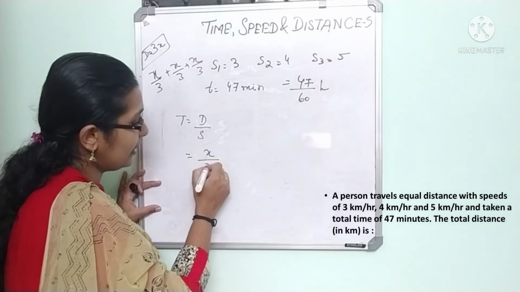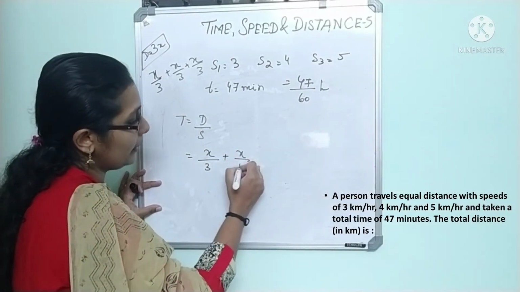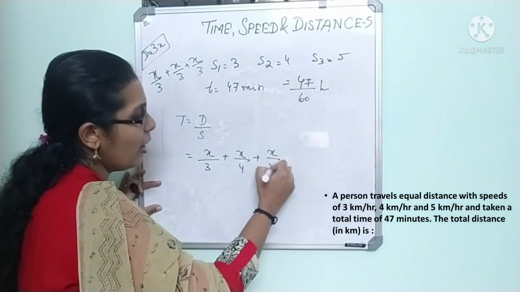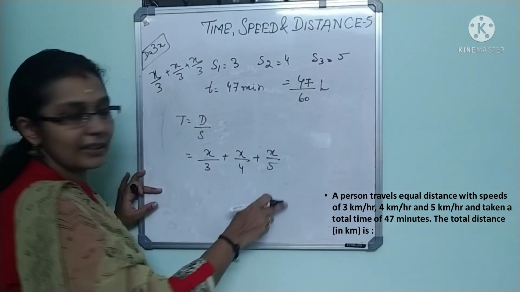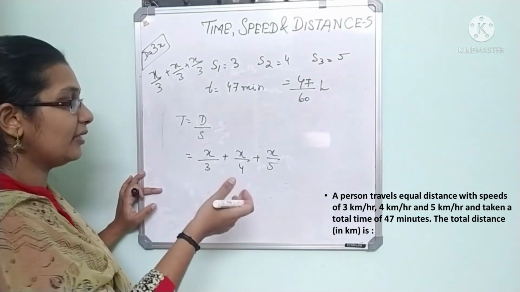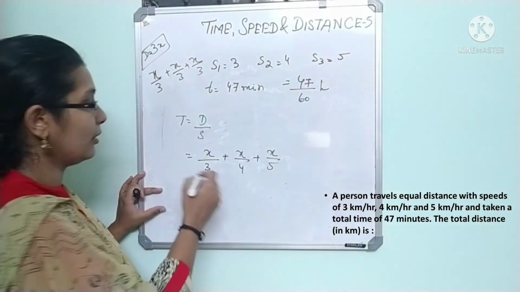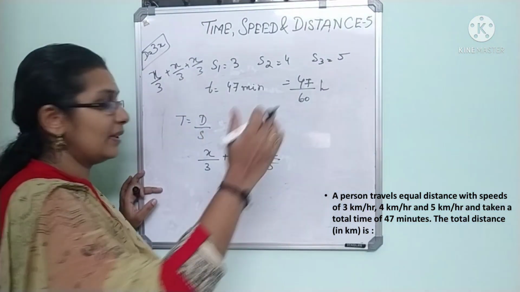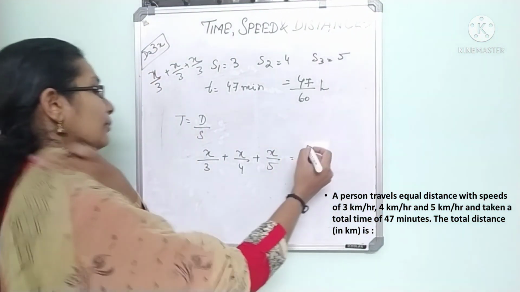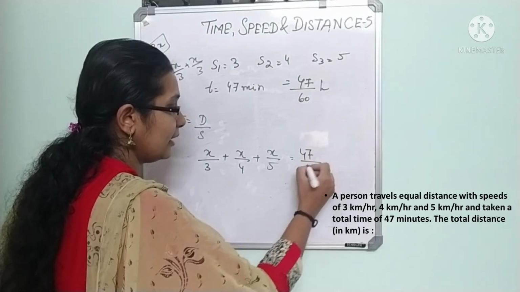x divided by 3 plus x divided by 4 plus x divided by 5. Or else you can keep it as x by 3 plus x by 3 plus x by 3. That is also correct only. Whichever is convenient for you, you can use it. Okay, so I am keeping it as 3x. So I can split it as x by 3 plus x by 4 plus x by 5, which is equal to time. Time is given as 47 by 60.